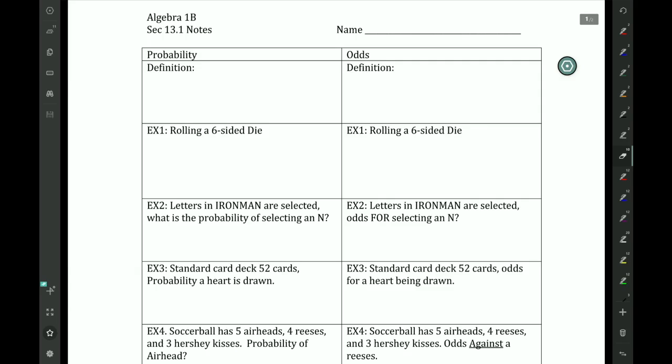This is 13.1 notes. We already looked at graphs and stuff, but this is easy peasy stuff, as usual, on odds and probability. So you have seen these in the past, so I don't expect them to take too long. So let's get right on into it.